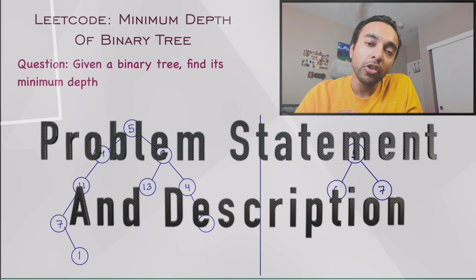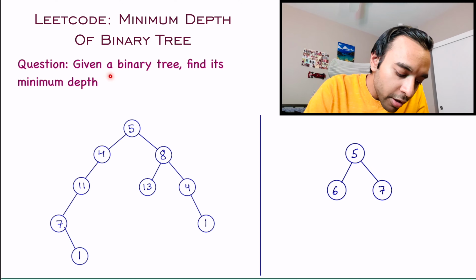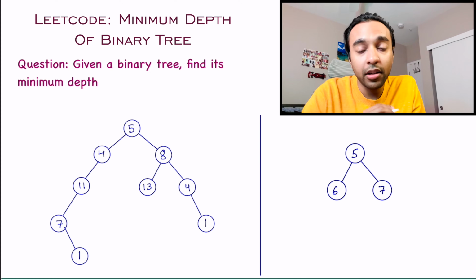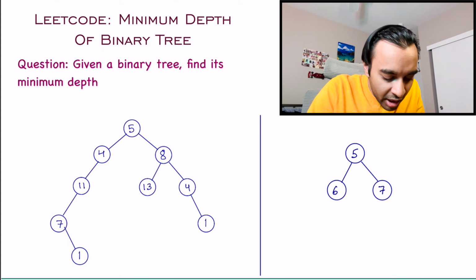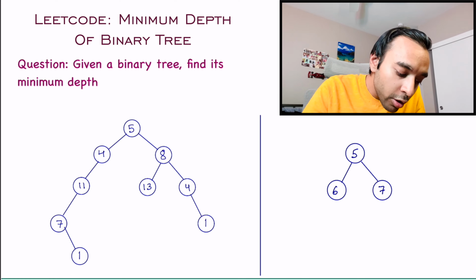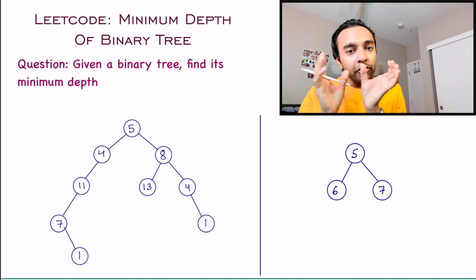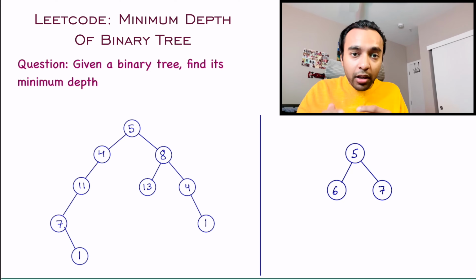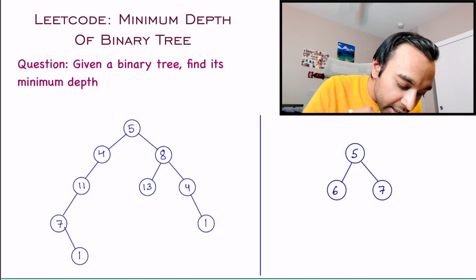Let us try to make sure that we are understanding the problem statement correctly. In this problem, you are given a binary tree and you have to find its minimum depth, right? Well, pretty straightforward. But the question arises, what do you actually mean by a minimum depth? So, to understand it, first of all, we need to know what is the depth of each node in a binary tree.